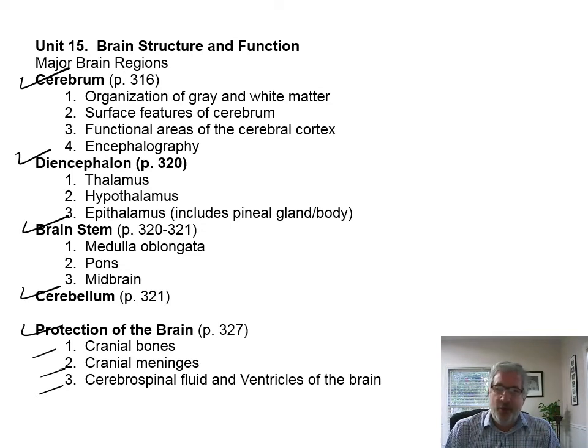And actually, I'm not going to go necessarily in this order. This is the order that's in your book. I'm going to actually go cerebrum, brainstem, cerebellum, and then diencephalon last. So just to mix it up a little, make it fun. So not really, I have a reason for doing it. Let's see. So these are the major brain regions: cerebrum, diencephalon, brainstem, and cerebellum.